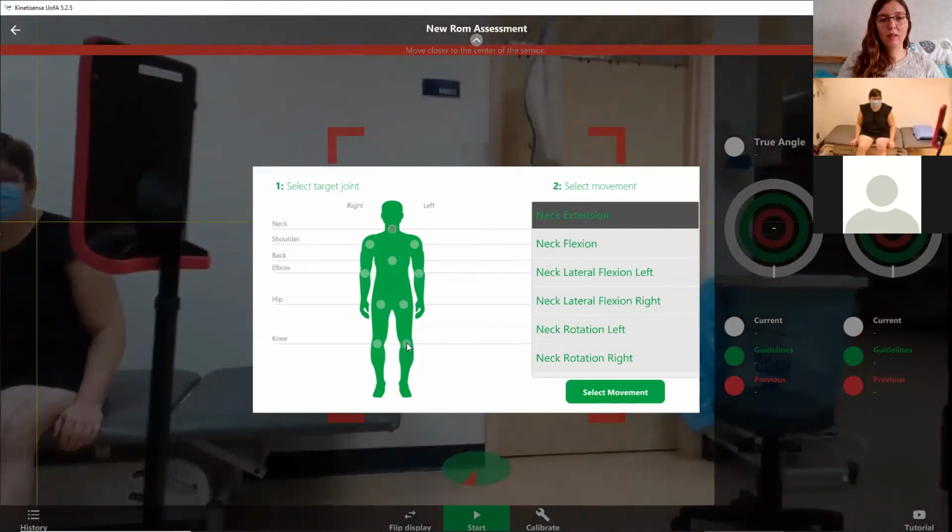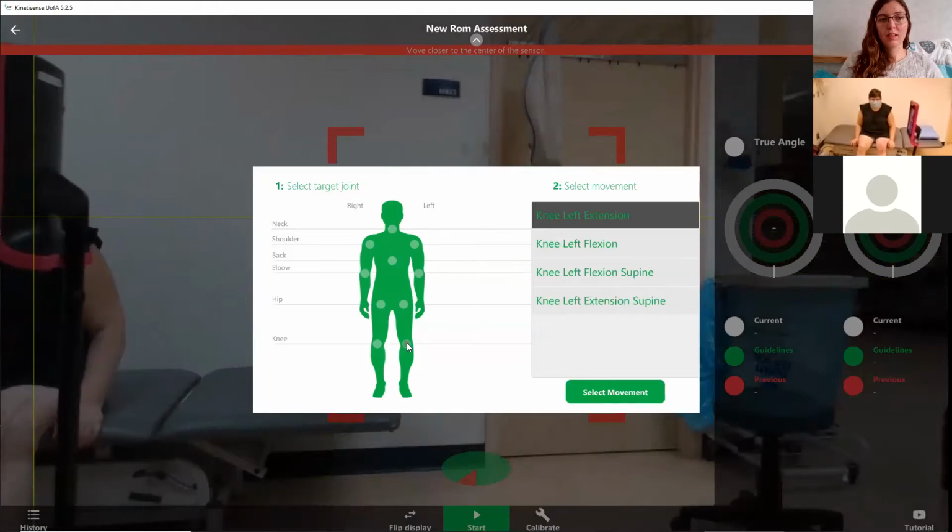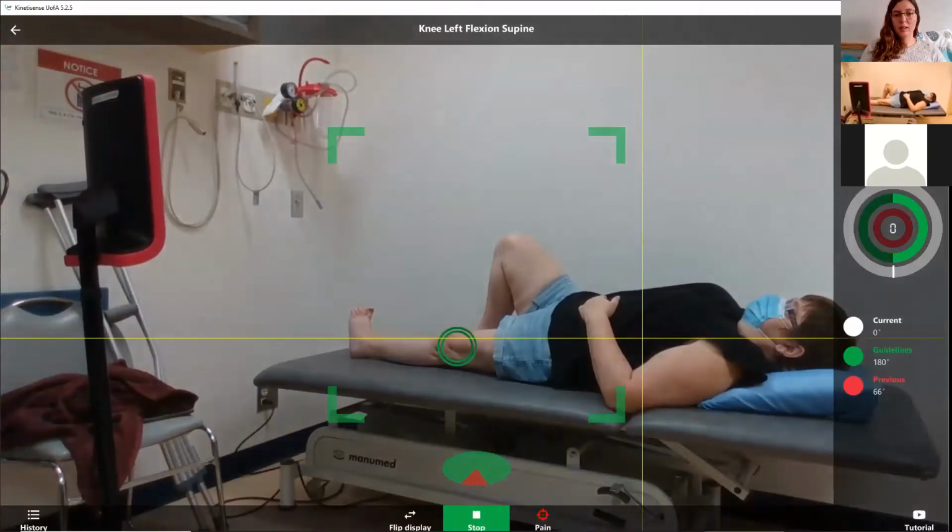Kineticsense is also used to make range of motion measurements. With many injuries or recoveries, it's important to see how far a patient is able to move their joints. For Anna, we're measuring the degree of flexion for her knee first.